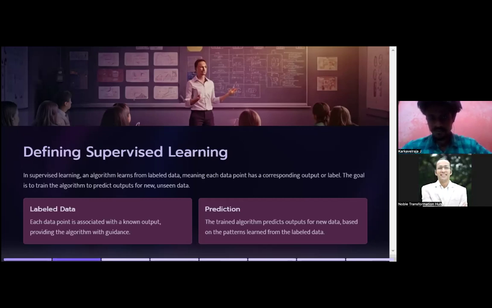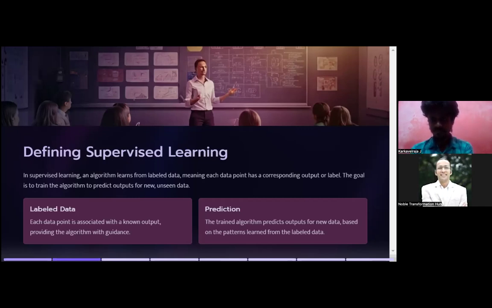Here, the algorithm learns from the labeled data, meaning each data point has a corresponding output or label. The goal is to train the algorithm to predict outputs for new unseen data. In unsupervised learning also, you have to provide insights and predictions for unseen data. The ultimate goal of machine learning, supervised, unsupervised, or reinforcement, is, guys, to look for insights in unseen data and the patterns.